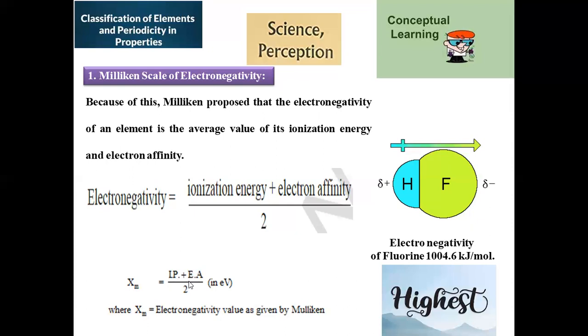If we are taking enthalpy, that should be in kilojoules per mole. So here chi m denotes what? The electronegativity value given by Mulliken, along with ionization potential and electron affinity values. So this is the empirical formula to calculate electronegativity values given by Mulliken. In accordance with this, here HF, hydrofluoric acid, was taken. We are not supposed to take an individual element for the calculation of any electronegativity value. That's the reason why I took the compound of polarity.